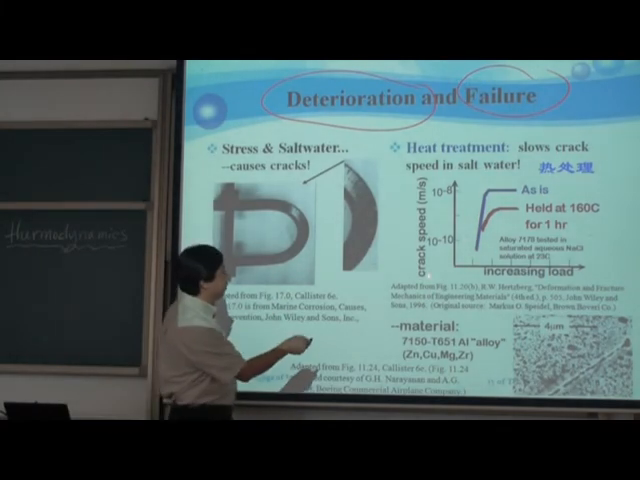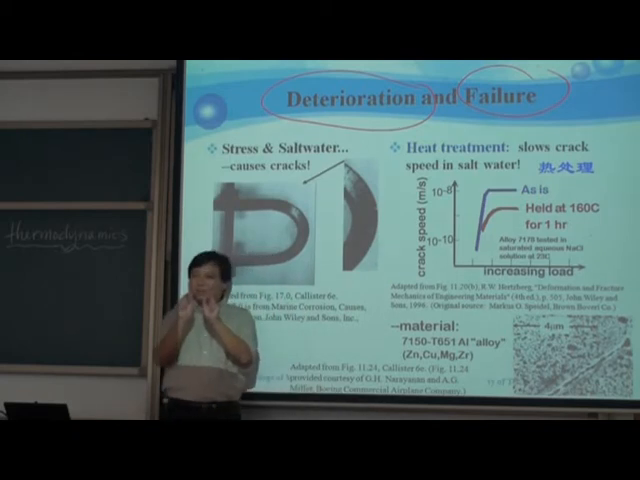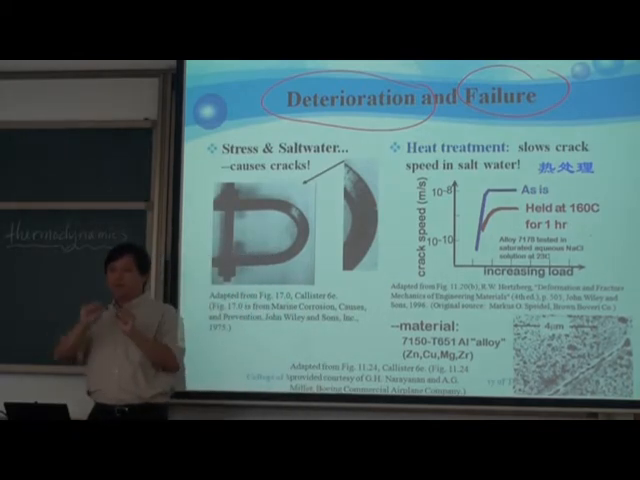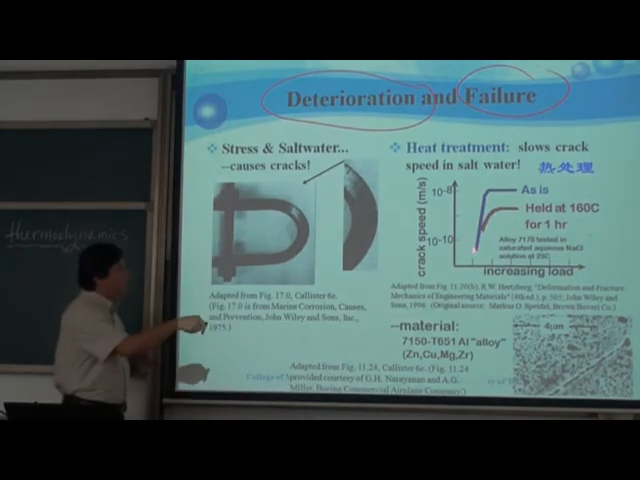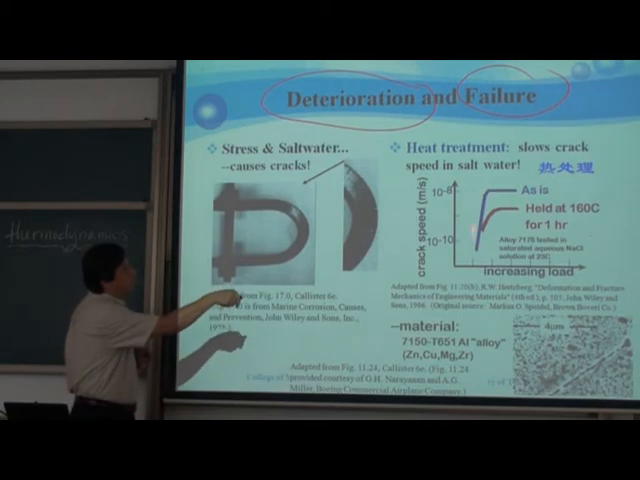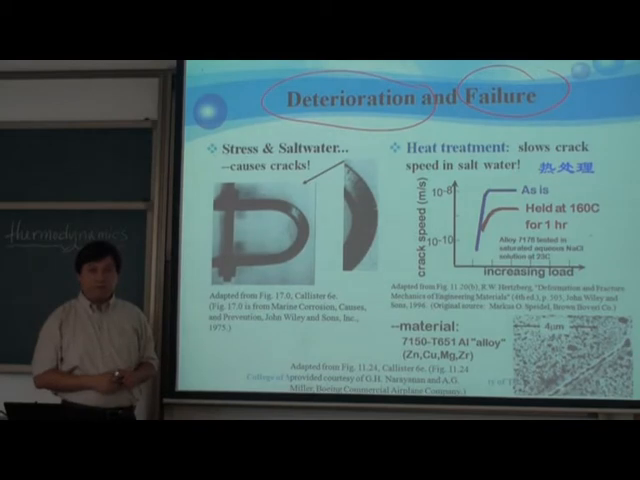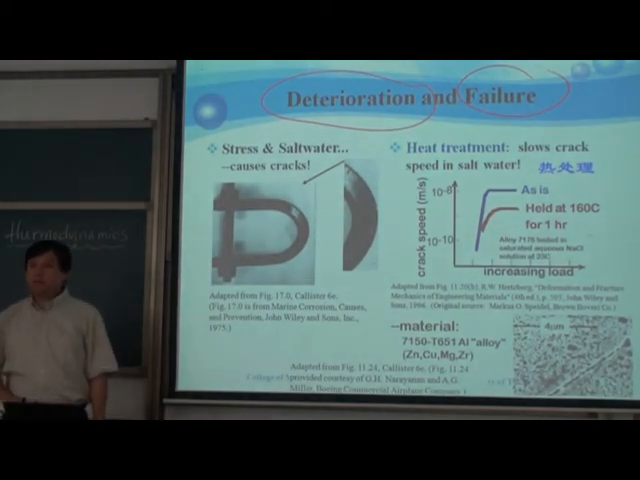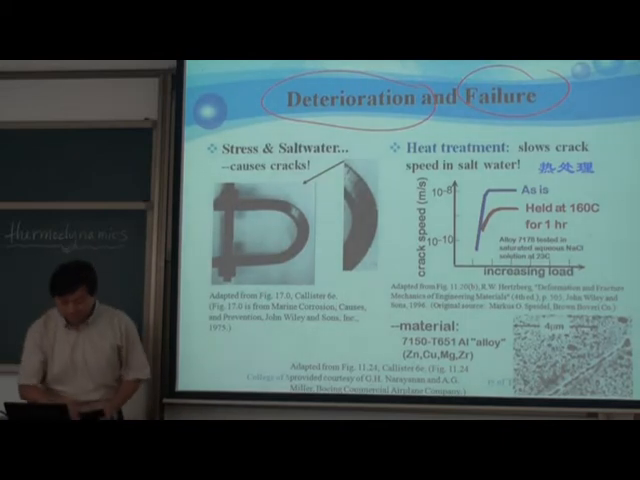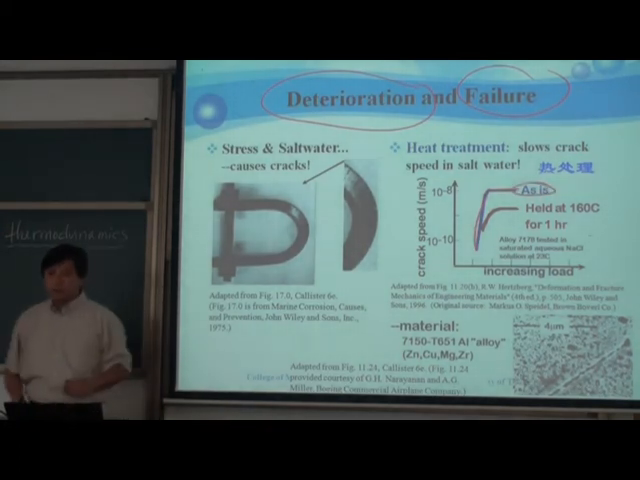Let's look at this figure. The y-axis is the crack speed. When you have a little crack, the crack is going to propagate, going to grow. Now this is increasing. So when you look at this blue curve, without heat treatment, if you don't do any heat treatment, just put it in salt water under stress, under load, the crack speed is going to change like this, as is, without any heat treatment.